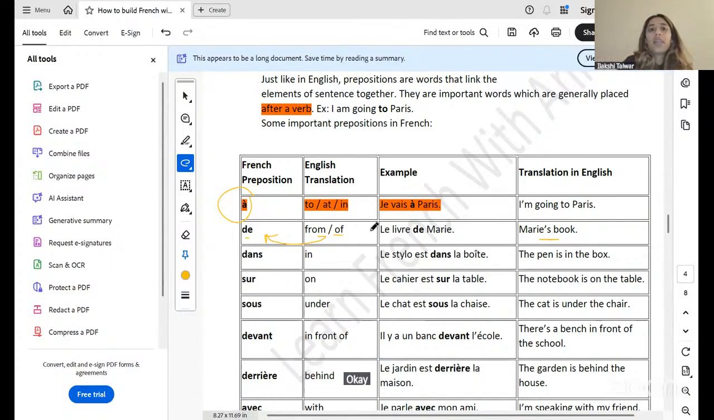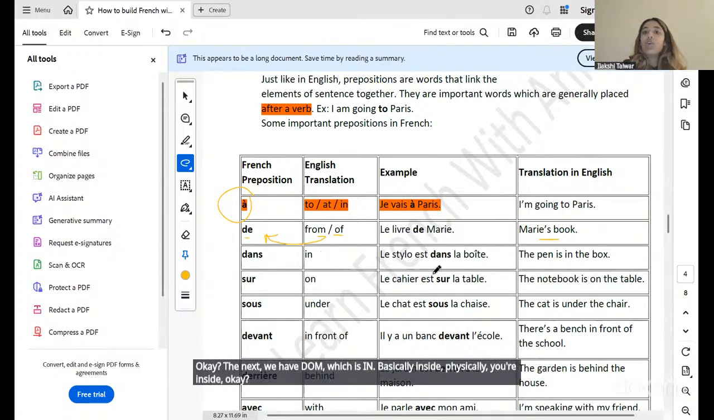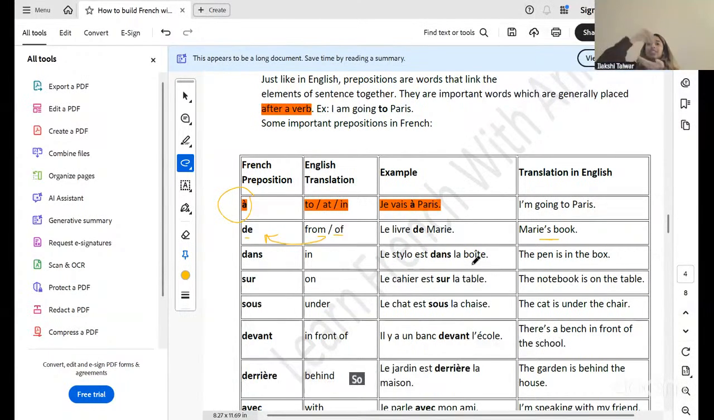Okay? The next we have dans, which is in. Basically inside. Physically, you're inside. So le stylo est dans la boîte. So there's a pen which is inside the box. Hence, dans. Sur, on the other hand, is for on. Now, this is your physical position, which is on. So let's say that's my notebook, cahier, and that's my phone. This is on. Sur. This is sous.